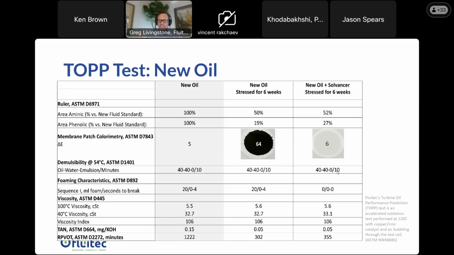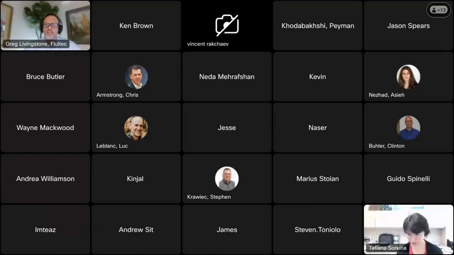If you're able to keep this in solution, then you prevent these deposits from forming, and it doesn't impact, to answer your question, the rate of oxidation or the RPVOT or additive content. So, very good question. Thank you.